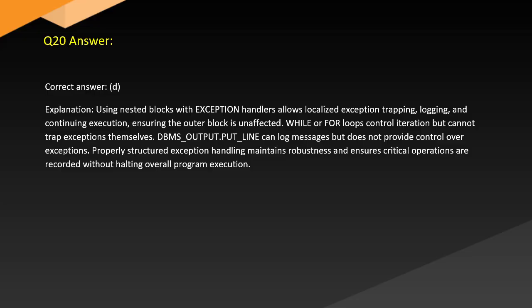Answer. Correct answer: A. Explanation. Using nested blocks with exception handlers allows localized exception trapping, logging, and continuing execution, ensuring the outer block is unaffected. While or for loops control iteration but cannot trap exceptions themselves. DBMS_OUTPUT.PUT_LINE can log messages but does not provide control over exceptions. Properly structured exception handling maintains robustness and ensures critical operations are recorded without halting overall program execution.